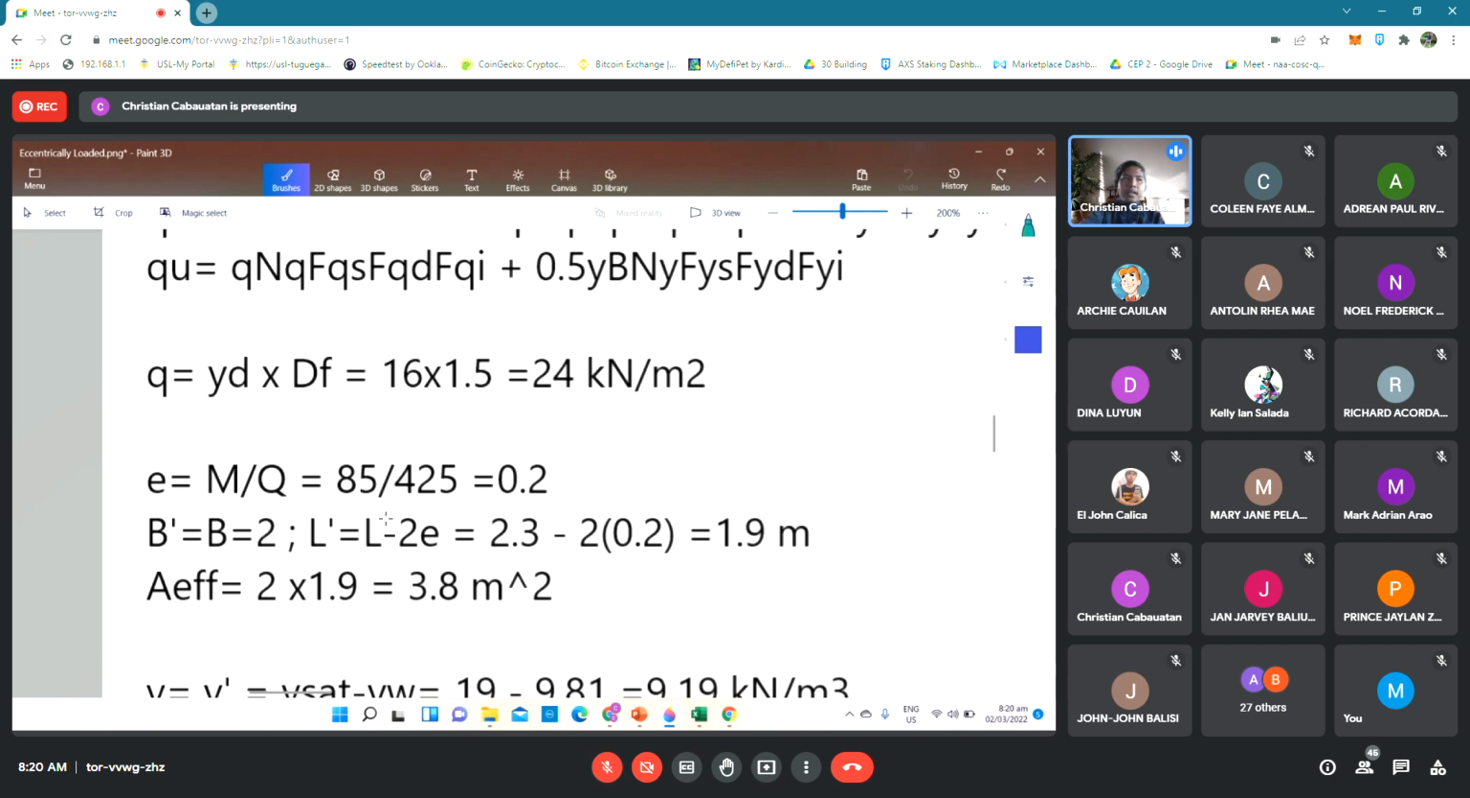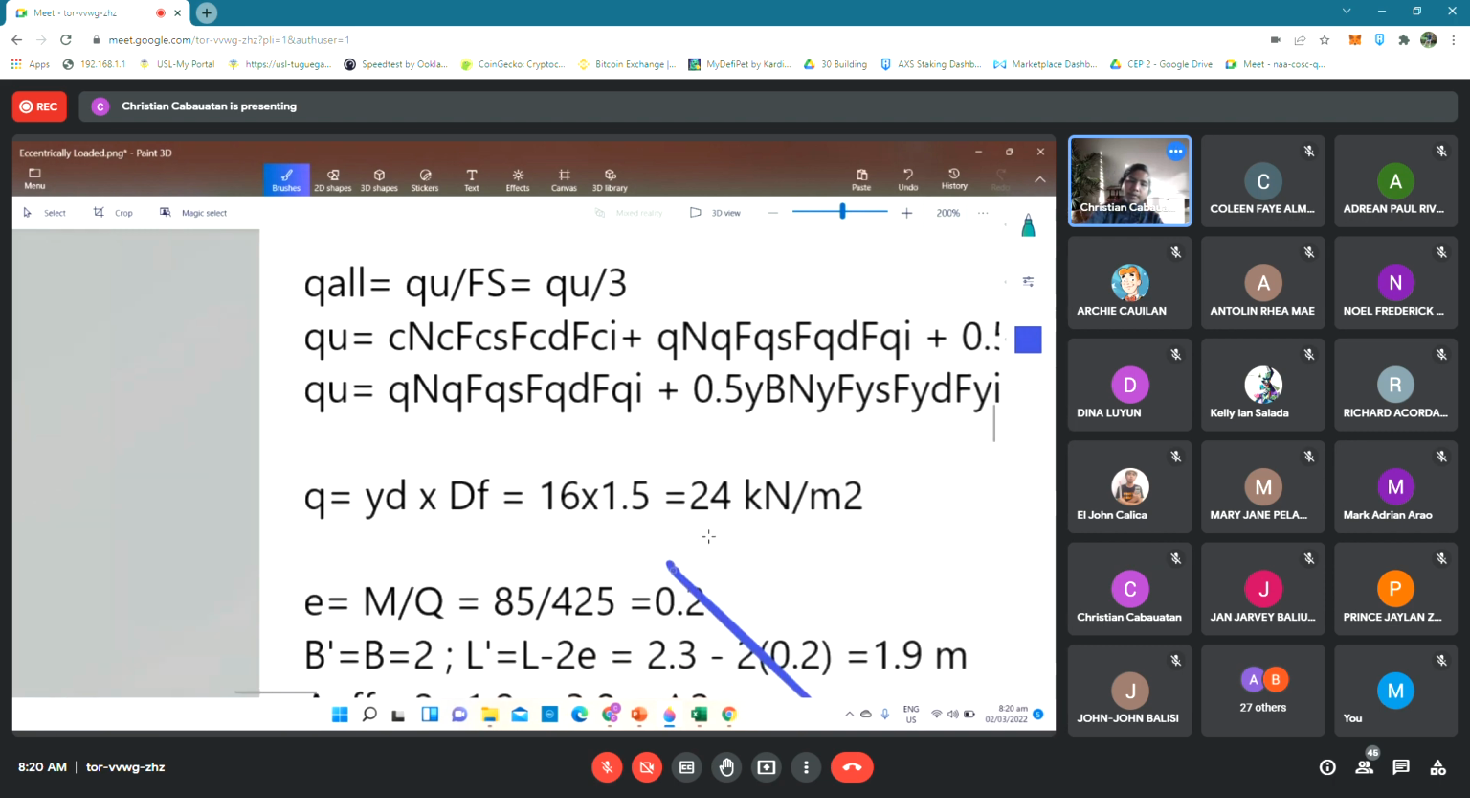But yung kanyang L, it would not be the original length, which is 2.3. Mababawasan na siya ni 2 times the eccentricity. Therefore, si L prime na yun, which is 1.9. Therefore, in getting the effective area of the foundation, we will be using the new dimensions of the foundation, which is 2 times 1.9, to get the 3.8 square meter. Okay?